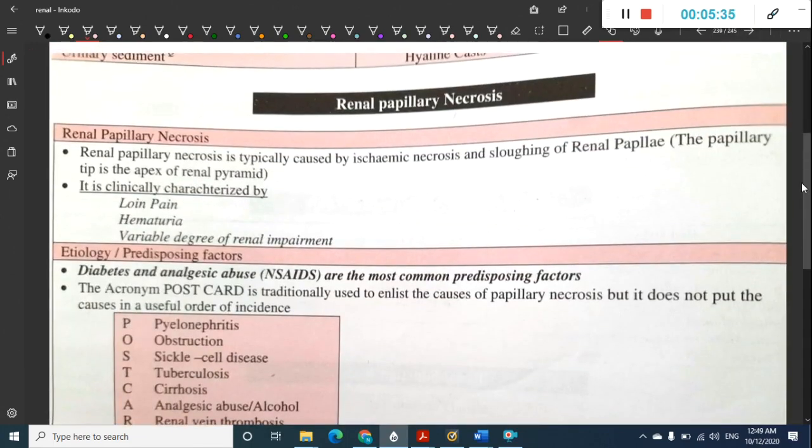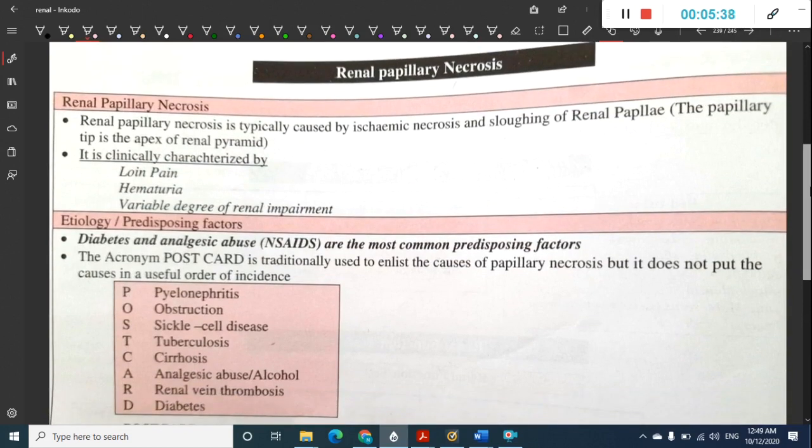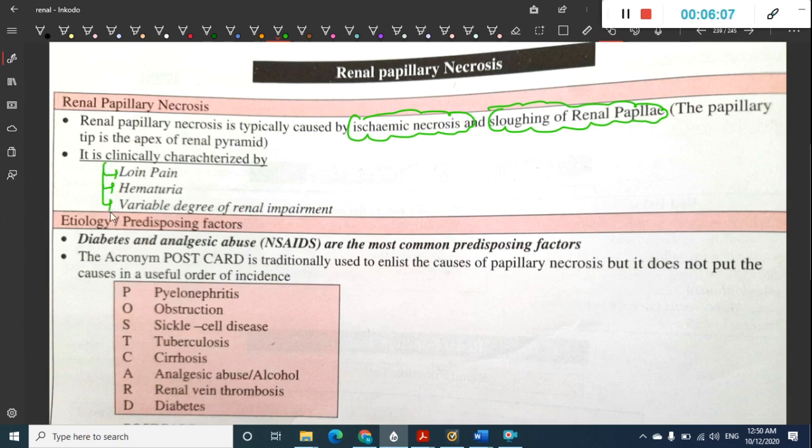Then we have one important thing called renal papillary necrosis. Many questions have been asked on this. What is renal papillary necrosis? This is mainly caused by ischemic necrosis and sloughing of the renal papillae. It is clinically characterized by loin pain, hematuria and a variable degree of renal impairment.